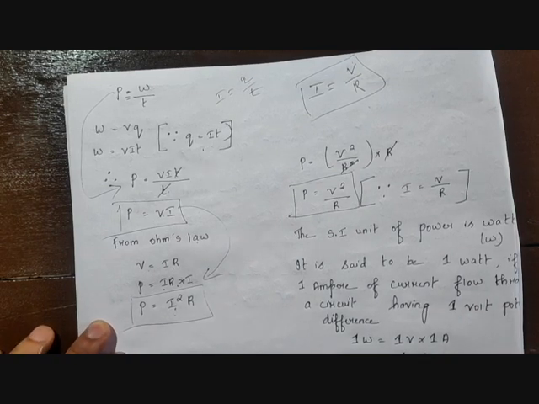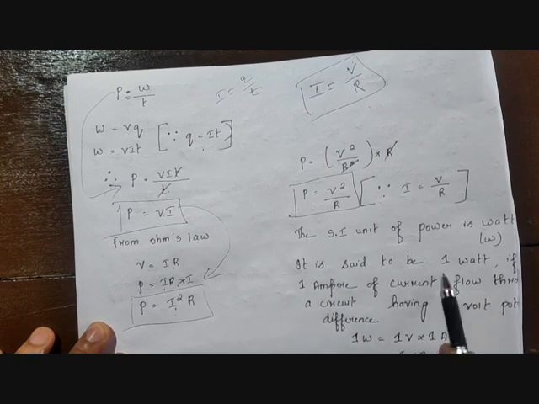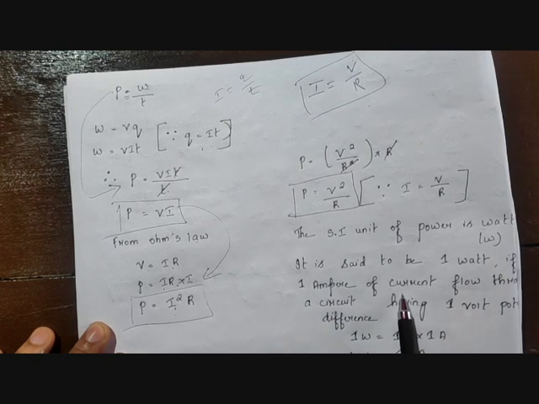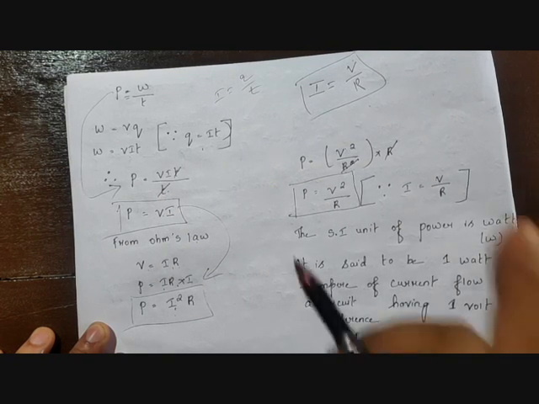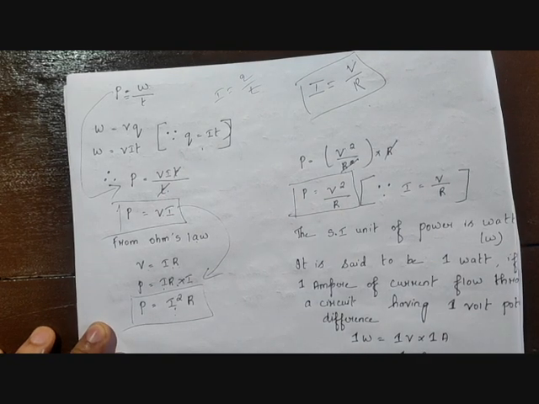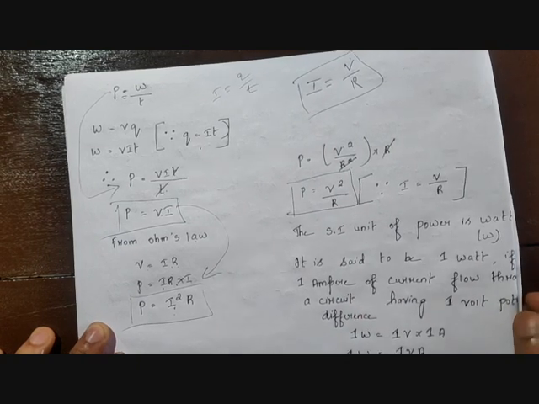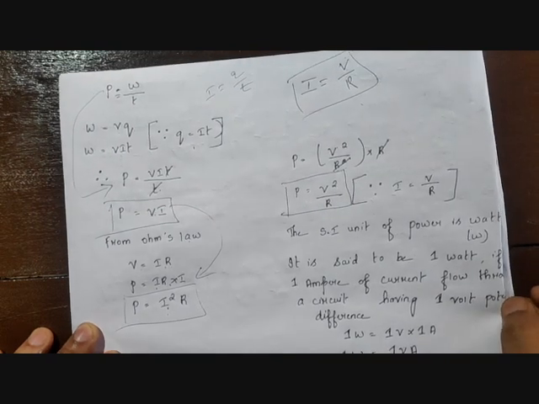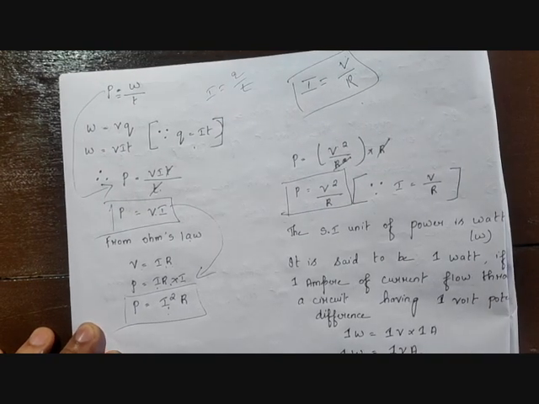It is said to be 1 watt if 1 ampere of current flows. Remember what's ampere? Ampere is the unit of current, right? When 1 ampere of current flows through a circuit having 1 volt potential difference. 1 volt what? Potential difference. Clear? So simply, what's 1 watt?